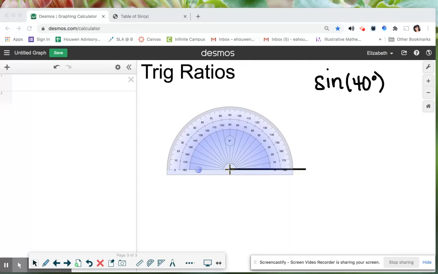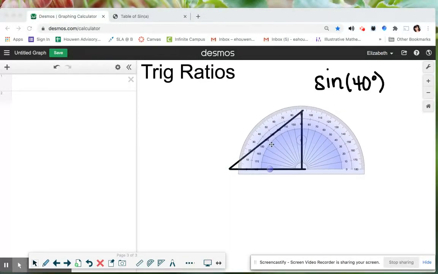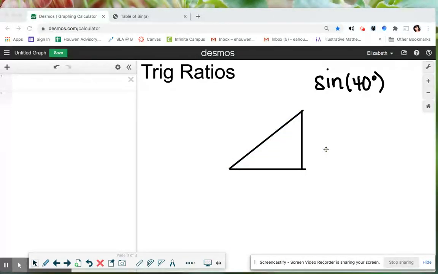So here's 180, we'll go to 40, and then just drop down and make our 90 degree. And we can just check with our protractor that this angle over here is 90 degrees, and it is, so we're good. So right here we've created a triangle. This is 40 degrees, and we know that this is a right angle.